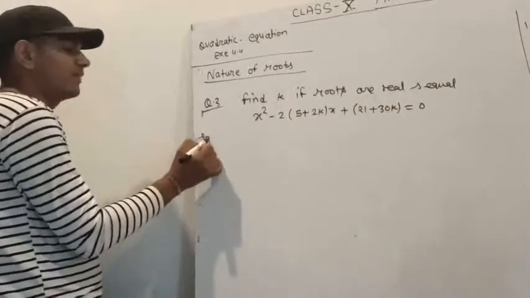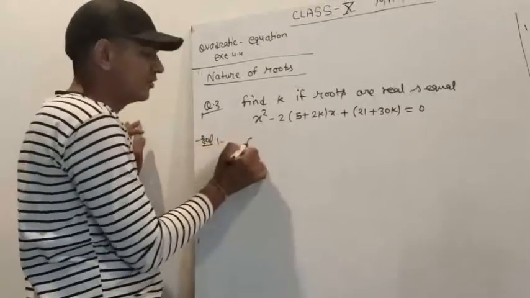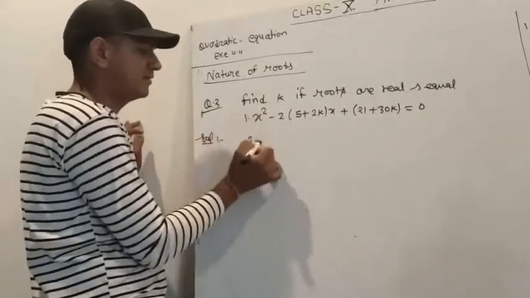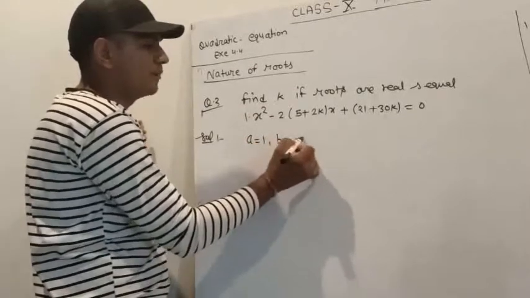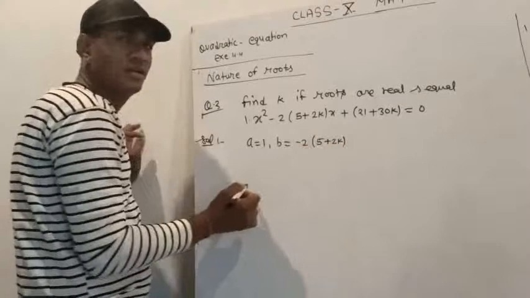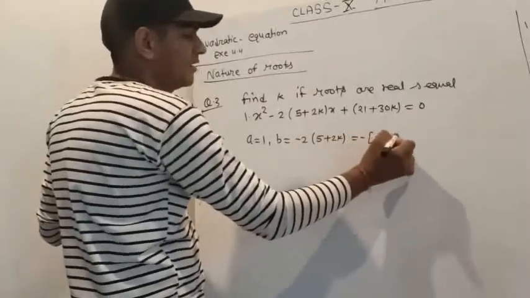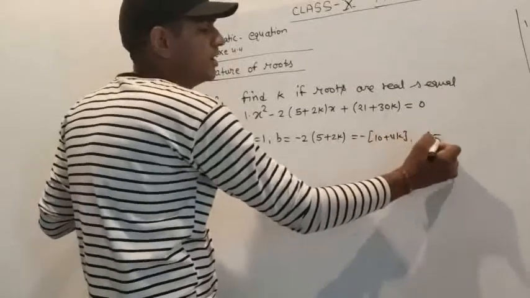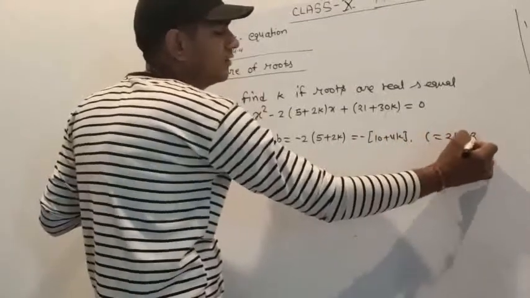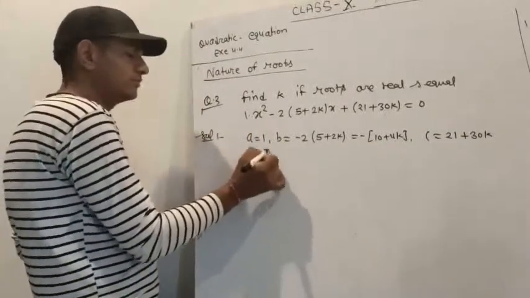Firstly, we will find out the value of a, the value of b, and the value of c. What is the value of a? Nothing is given, so 1. What is the value of b? Minus 2 times (5 plus 2k), which can be written as minus 10 plus 4k. And what is the value of c? 21 plus 30k.